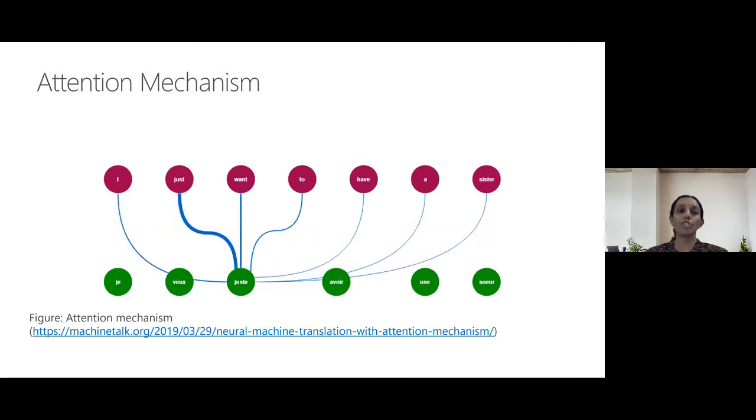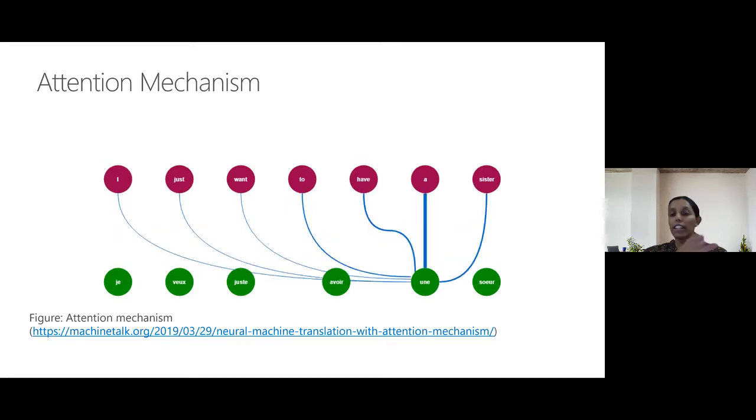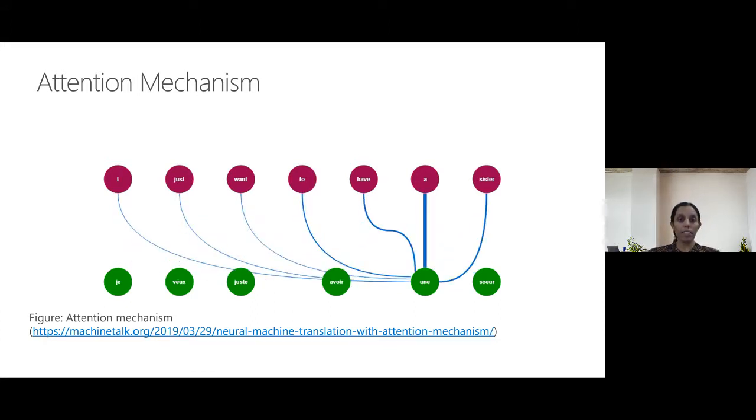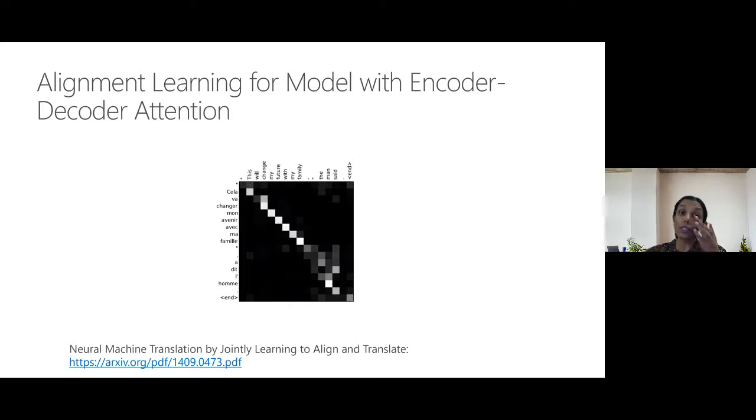So this is what the attention mechanism is doing. It's trying to figure out how to weight all these different things. They also do a little bit of alignment learning for models with encoder-decoder. So you see the English sentence, "This will change my future with my family," the man said, and then you see which different words map to the equivalent French translation.